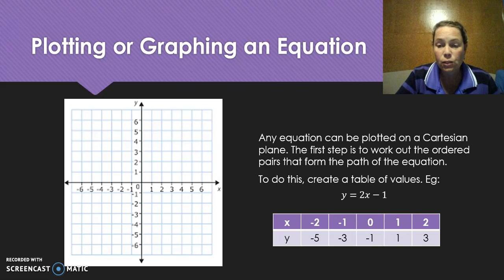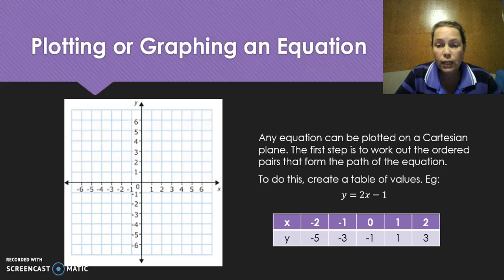Particularly in this case, if we look at our function here, y equals 2x minus 1, that is in the general form of a straight line, y equals mx plus c. So if we choose at least 3 points there, we know that if they're not forming a straight line, then one of those points is incorrect, and we need to actually recheck what we're doing and redo our work.